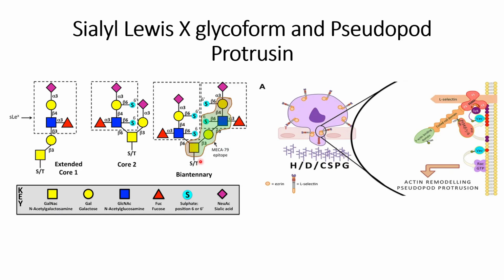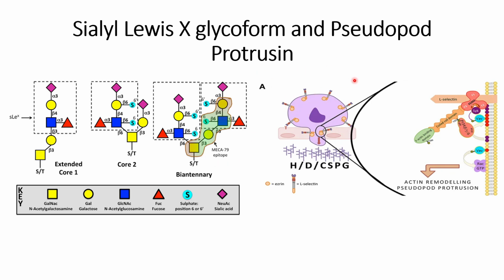And there is an antibody, MECA79, and this antibody can bind to the epitopes that are highlighted. However, it can bind to these epitopes only when they are available in the form of the biantennary. It will not bind to this epitope directly in the extended core 1 structures or the core 2 structures. So this is a unique property of this MECA79 epitope, and the binding of this epitope will also cause activation of this GTPase that is important in the pseudopod protrusion.